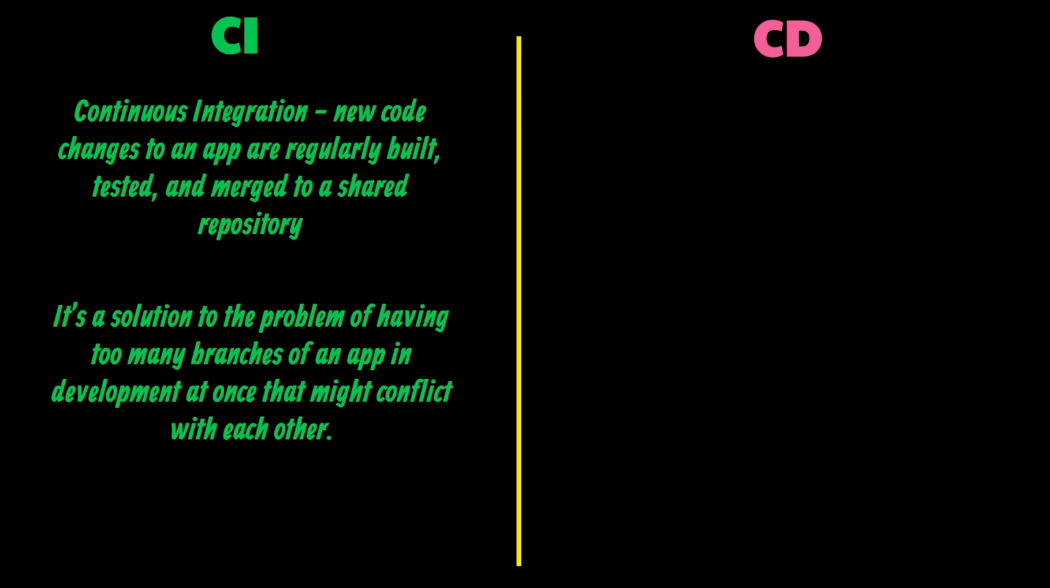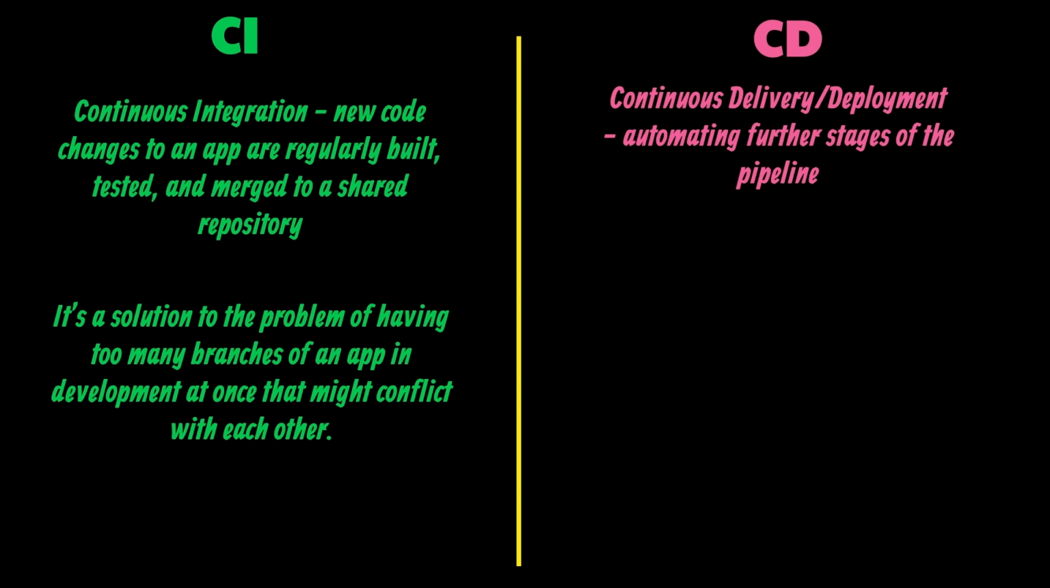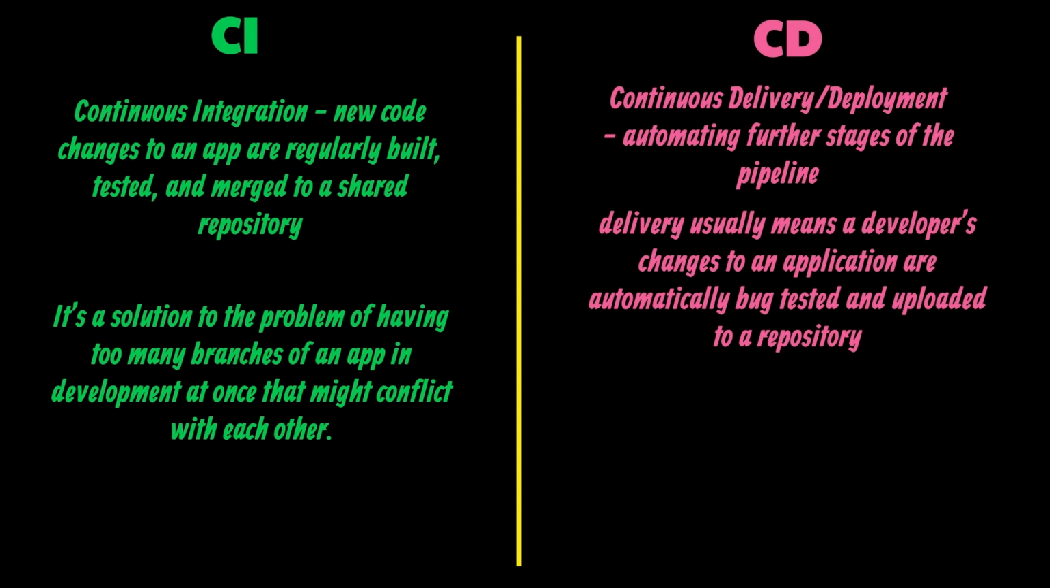The CD in CI/CD refers to continuous delivery or continuous deployment, which are related concepts that sometimes get used interchangeably. Both are about automating further steps of the pipeline, but they are sometimes used separately to illustrate just how much automation is happening. Continuous delivery usually means a developer's changes to an application are automatically bug tested and uploaded to a repository like GitHub or a container registry, where they can be deployed to a live production environment by the operations team. It's an answer to the problem of poor visibility and communication between dev and business teams.